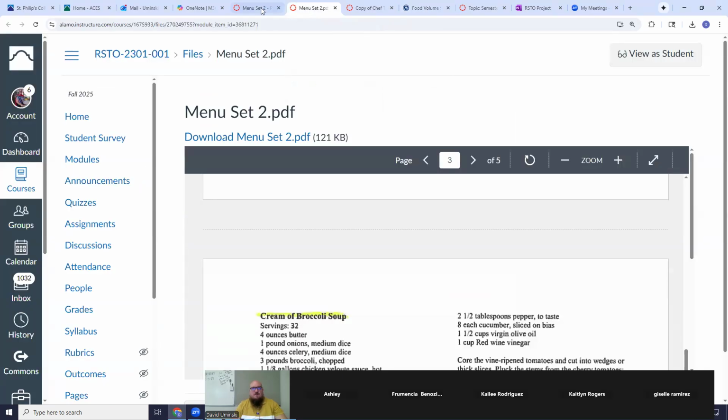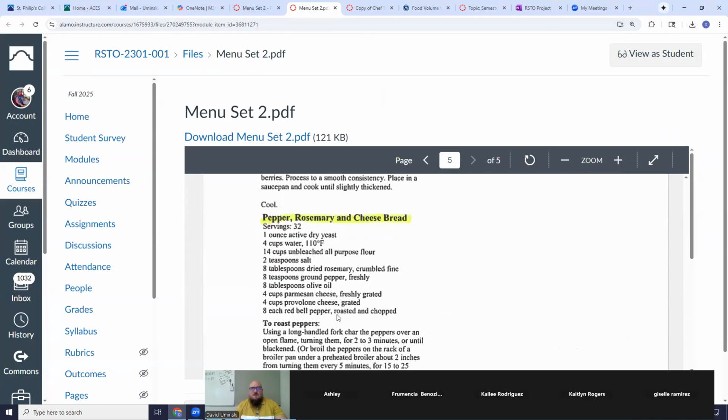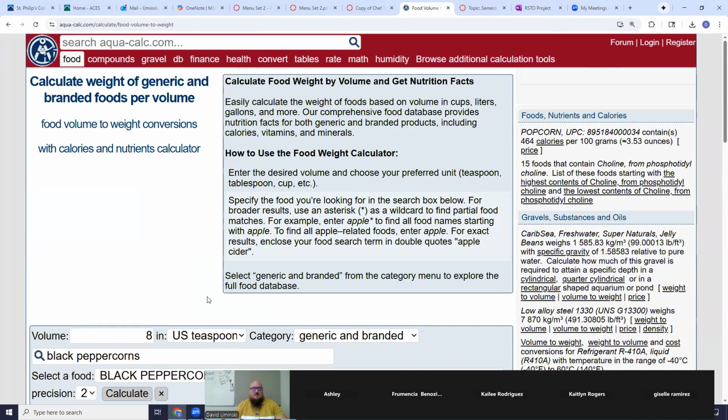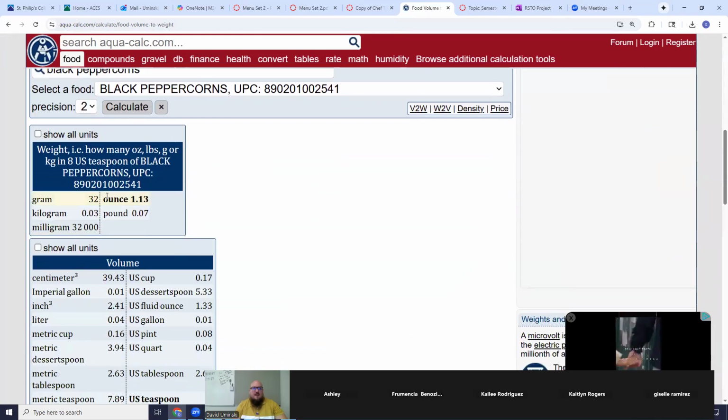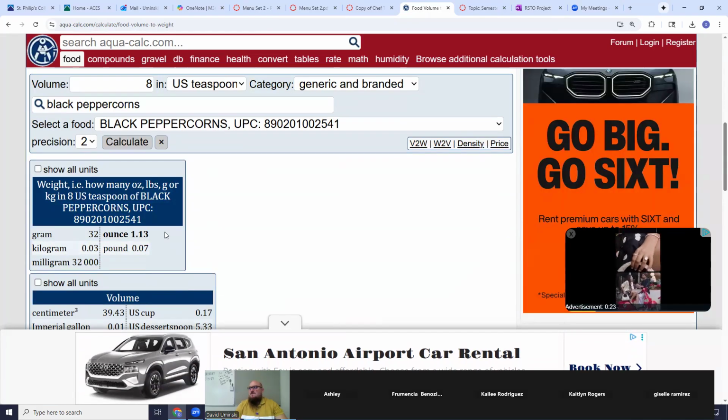And so if we look at our menu, bread, we need 8 teaspoons. So those 8 teaspoons freshly ground pepper, they are going to either be 1.13 ounces or 0.07 pounds. And depending on what our AP purchase unit is, that will determine whether we're going to use the 1.13 ounces or the 0.07 pounds.